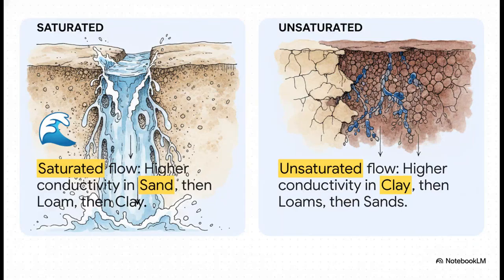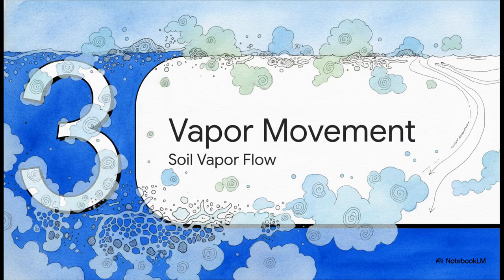Now this is a truly fascinating surprise. We actually see a complete reversal in hydraulic conductivity. When saturated, water flows through large, continuous macropores, so sand flows fastest, then loam, and clay is the slowest. But under unsaturated conditions, where it's at a potential of negative 0.1 bar or below, only micropores handle the water. Because of that, the whole sequence completely flips. Suddenly, clay takes the lead with the highest hydraulic conductivity, followed by loams, and sand comes in dead last. Pretty wild, right?